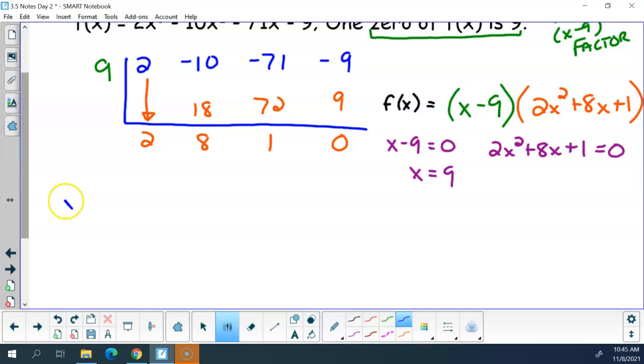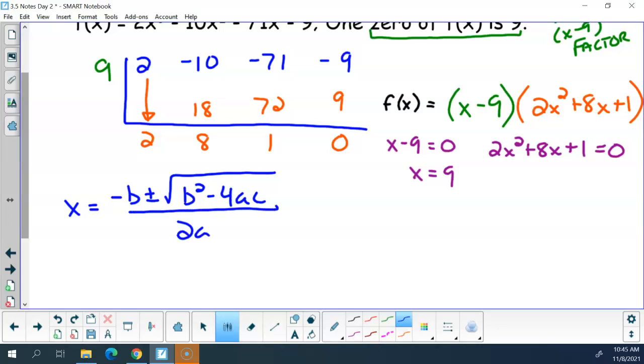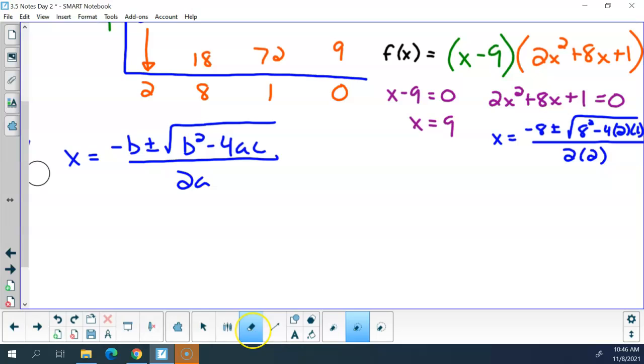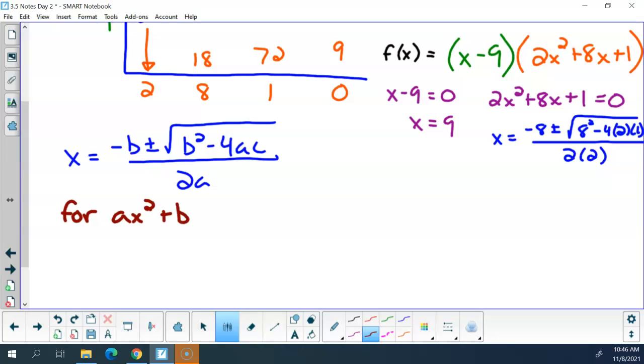Okay? So the quadratic formula, for those of you that don't have it written down or memorized yet. So then this is going to be -8 plus or minus the square root of 8 squared minus 4 times 2 times 1, all over 2 times 2. What is the A? What is the B? What is the C? A is 2, B is 8, and C is 1.